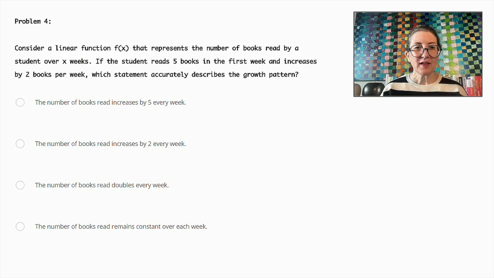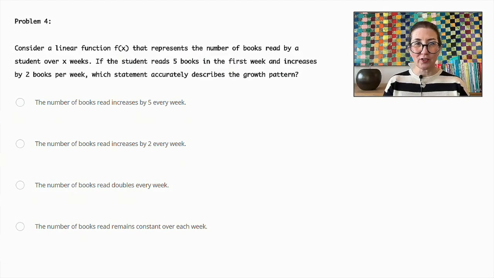Problem number 4. Consider a linear function f(x) that represents the number of books read by a student over x weeks. If the student reads 5 books in the first week and increases by 2 books per week, which statement accurately describes the growth pattern? The number of books read increases by 5 every week. The number of books read increases by 2 every week. The number of books read doubles every week. Or the number of books read remains constant over each week. Let's determine the growth pattern.